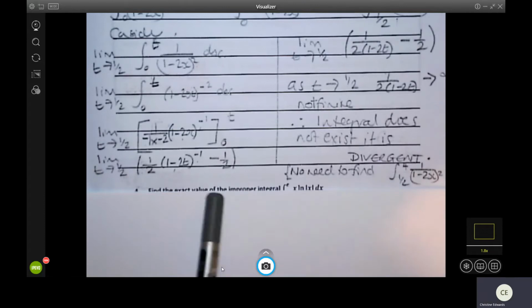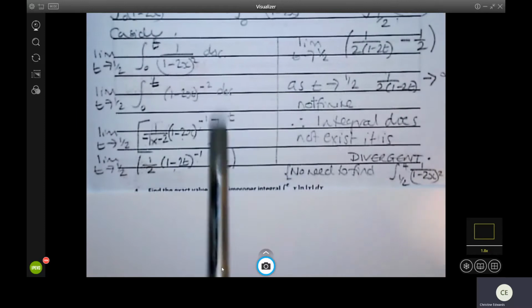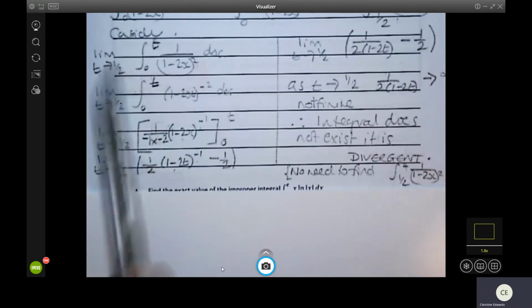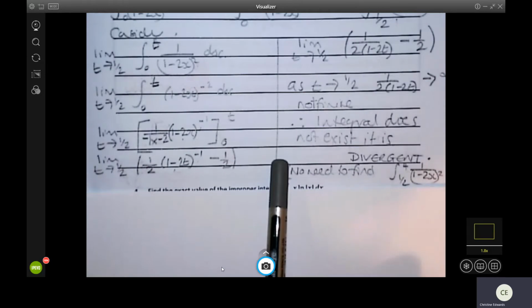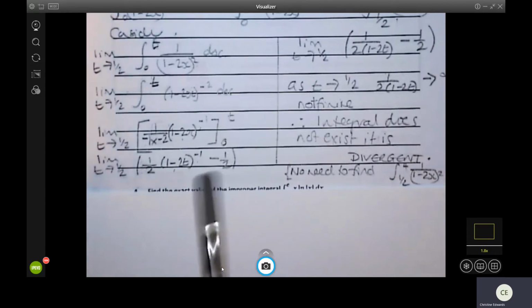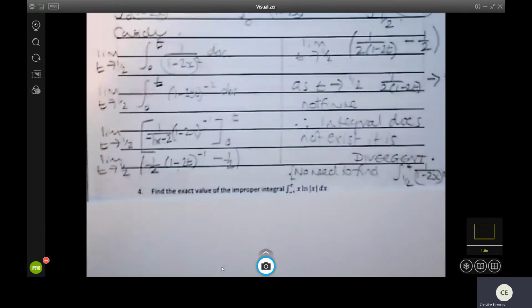Now, this layout here shows the integration being done within the evaluation of the limit. And as you can see, you end up writing the limit of t tending to a half on every single line. So in terms of good practice, it is a good idea to do the integration initially and then do the limit work. That's what we're going to do on the next one. So let's have a look at question 4.